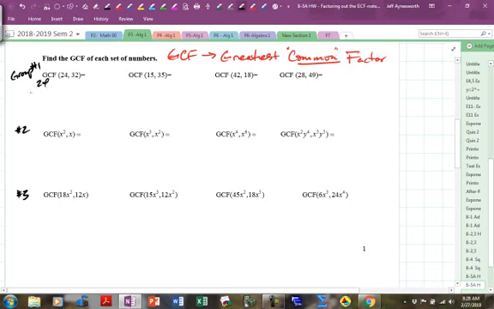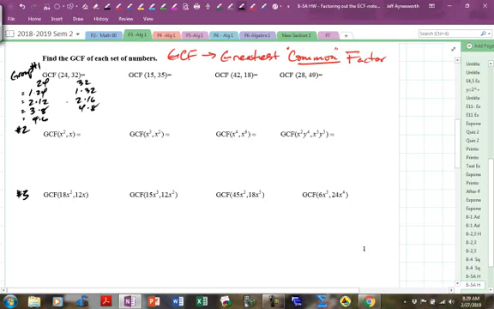So what we have here is 24 and 32, and what we do is take 24 and write factor pairs for it. So this is equal to 1 times 24, 2 times 12, 3 times 8, and 4 times 6. So we have 4 factor pairs for 24. Now for 32, we have 1 times 32, 2 times 16, 4 times 8. 4 times 8 is 32.